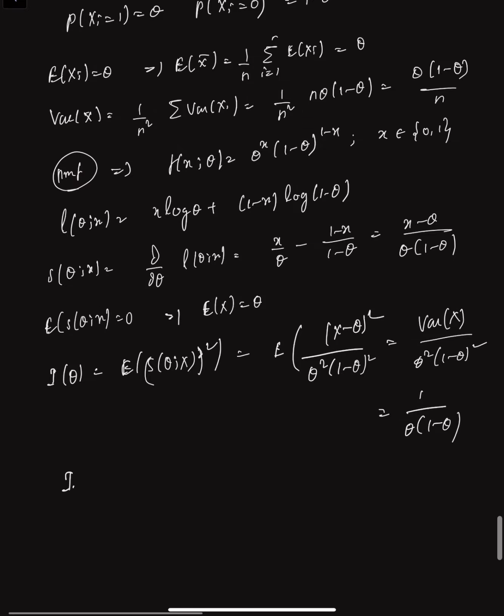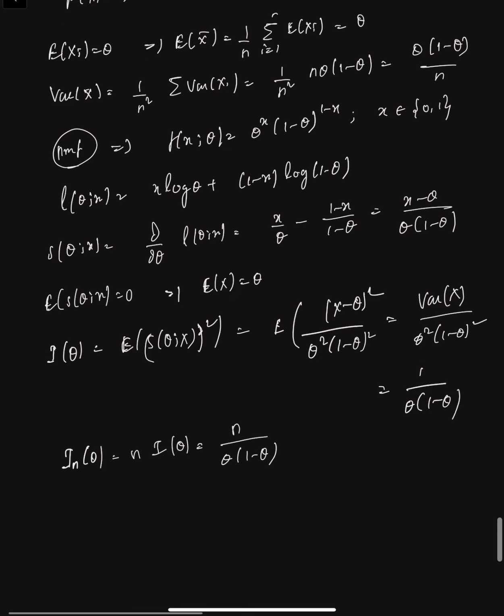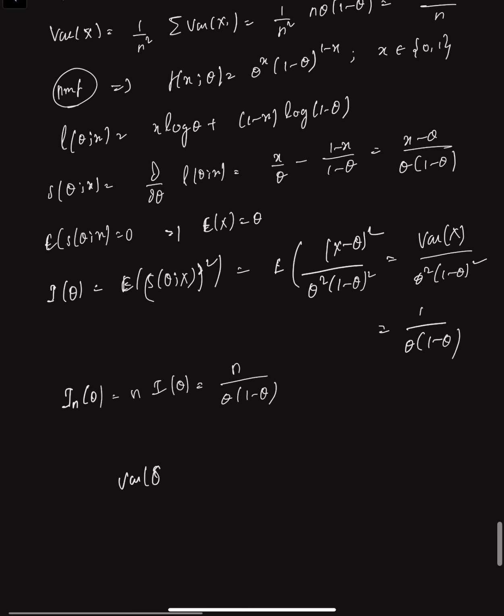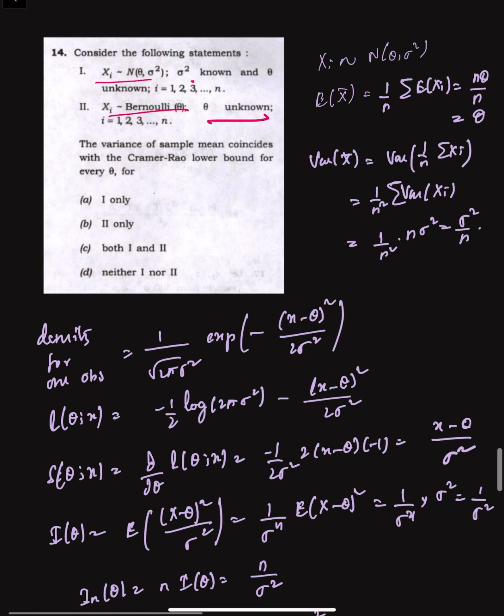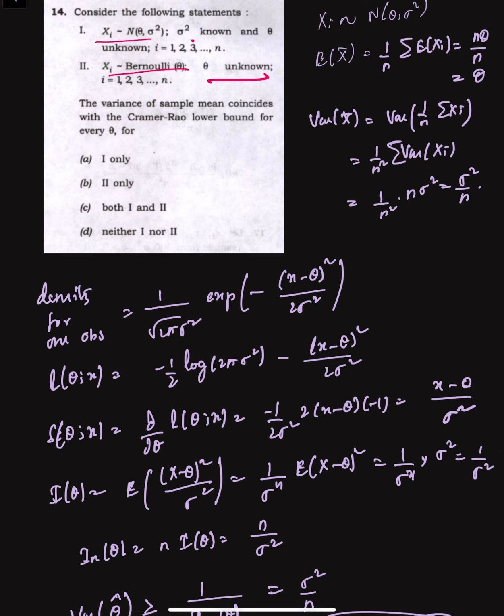which is 1 by theta into 1 minus theta. So the Fisher information for n observations is n into I of theta, which is n by theta into 1 minus theta. So that means the variance of theta hat is greater than or equal to 1 by n I of theta, which is equal to theta into 1 minus theta by n. And even the variance of x bar, we got it as theta into 1 minus theta by n. So therefore x bar attains the Cramér-Rao lower bound. So therefore it is efficient, and basically both are coinciding. So both 1 and 2 are correct.